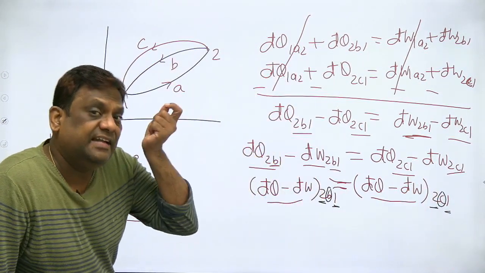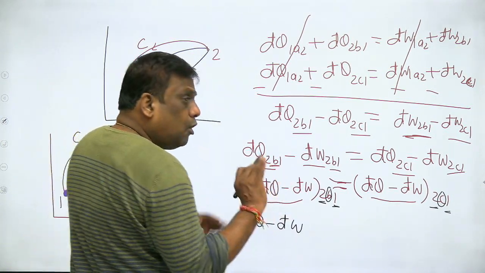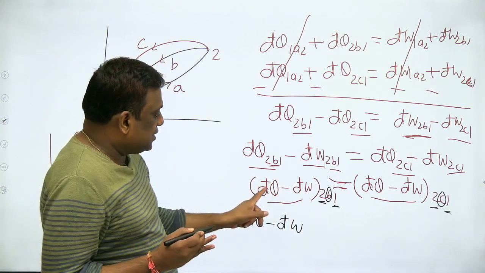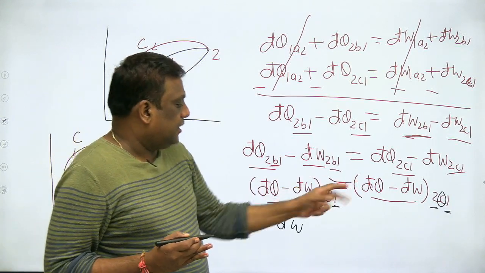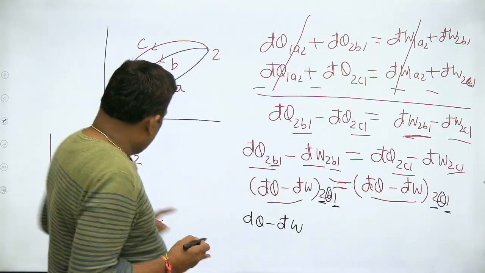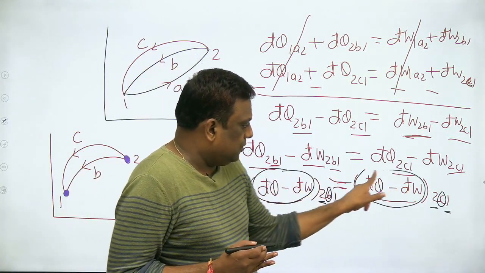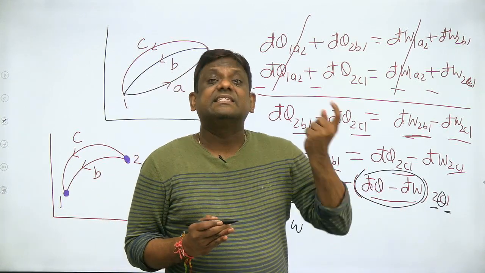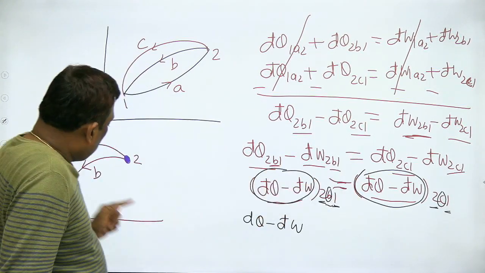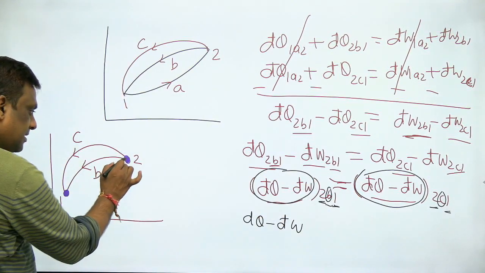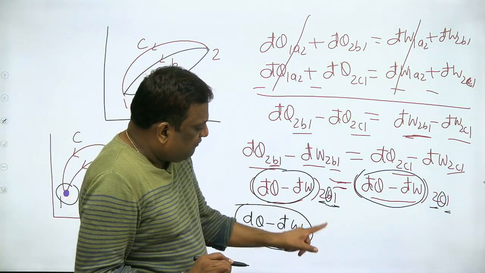Even though paths are different, d dash q minus d dash w is the same. Listen again: the paths of b and c are different, still d dash q minus d dash w is the same for B and C. Why is it the same? Because something is common for both. What is that common? Points are common. It means this quantity is the same for B and C.